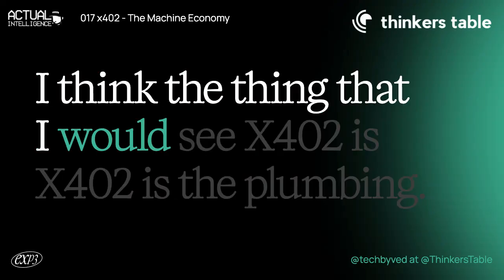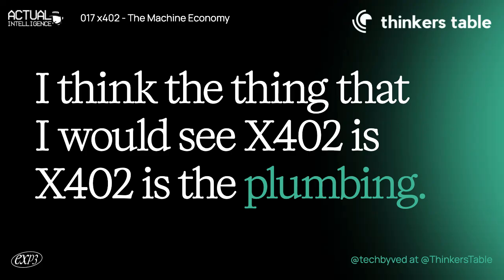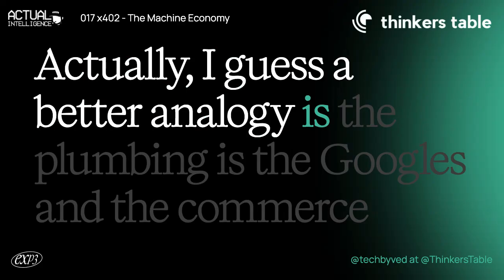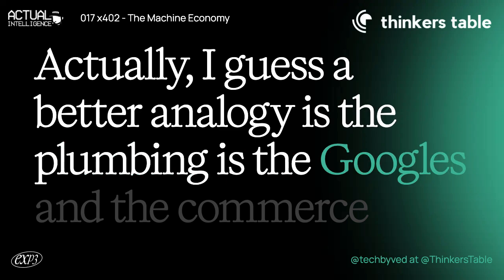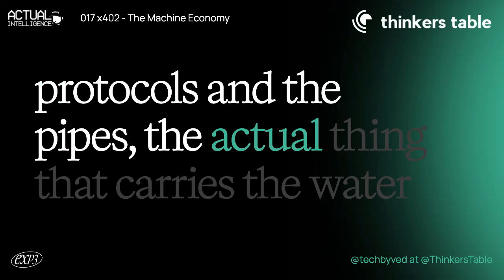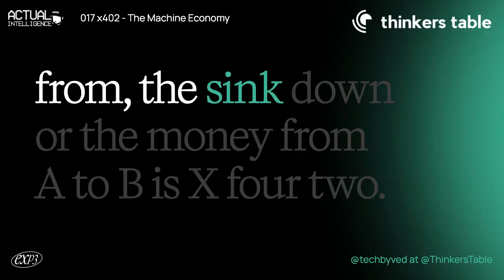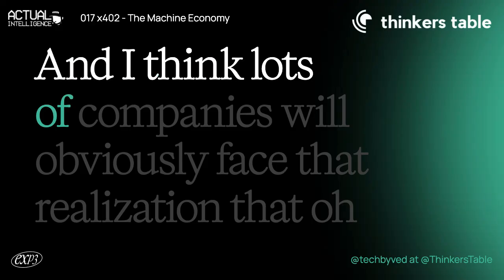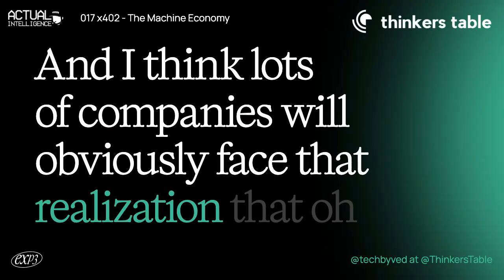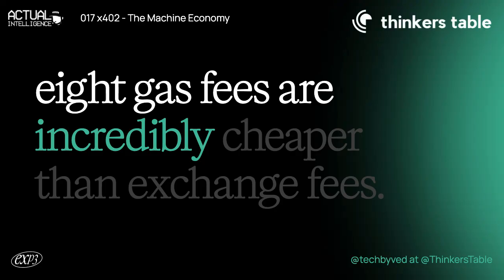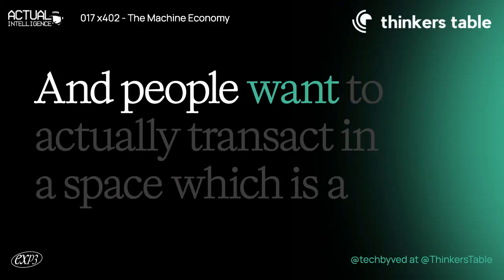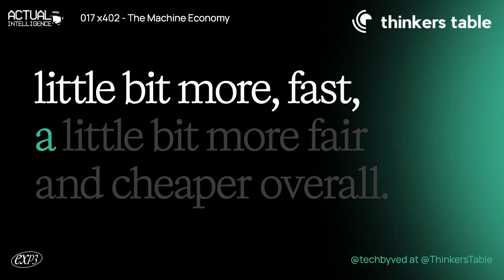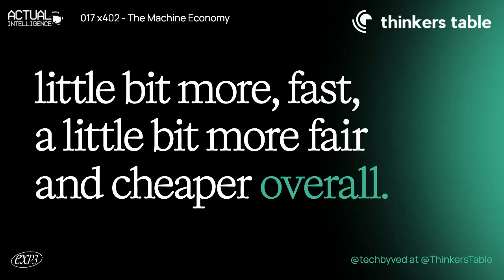I would see x402 as the plumbing. Actually, a better analogy is that the Googles and the commerce protocols are the plumbing, and the pipes, the actual thing that carries the water from the sink down, or the money from A to B, is x402. I think lots of companies will face that realization that gas fees are incredibly cheaper than interchange fees, and people want to transact in a space which is a little bit faster, a little bit fairer, and cheaper overall.